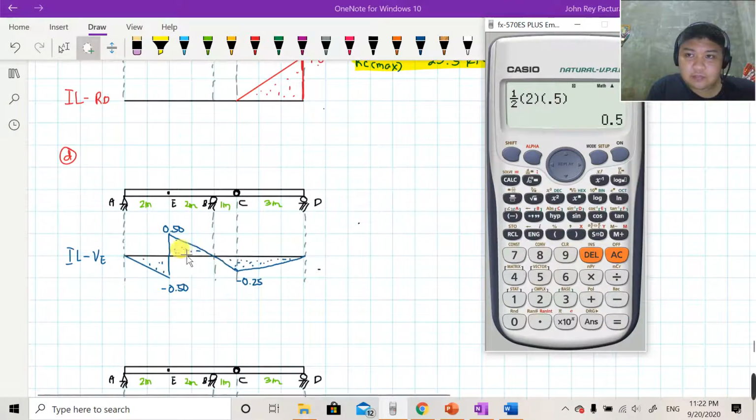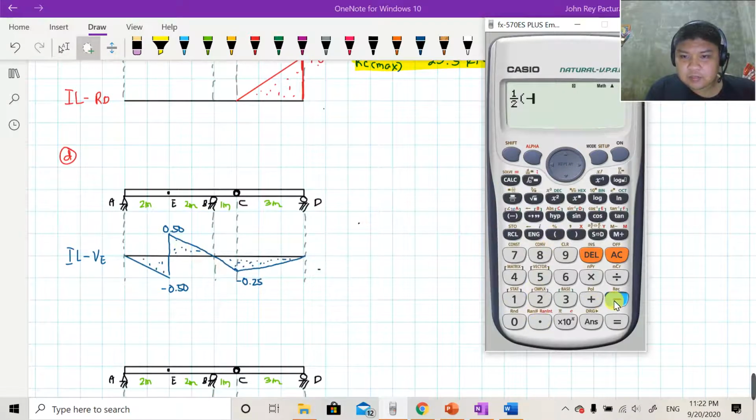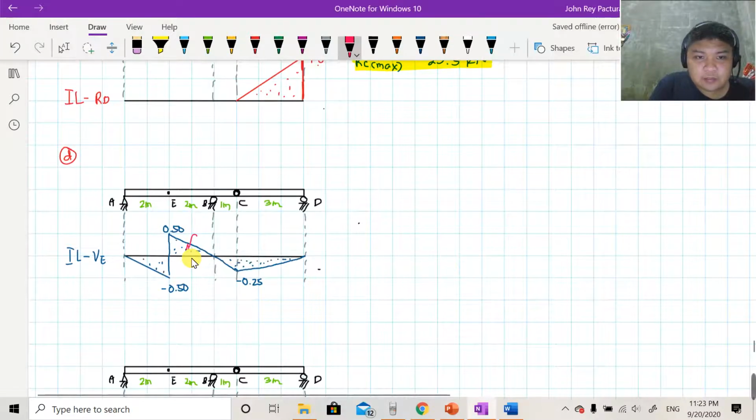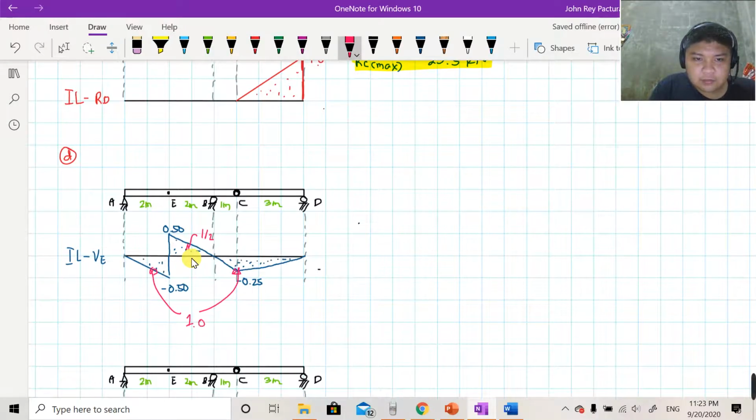So, this is 0.5. However, for the negative shear, 1/2 times negative 0.5 times 2, pero may i-consider pa ako sa kabila, class, na 1/2 ng negative 0.25 times 4. Itong pangalawa, I am referring to this one from B to D. So, ang sagot is negative 1. Iulitin ko, the area of this one is 1/2, but the area of these two, pag kinombine mo, ay 1. Para malaman mo kung alin yung mas malakas na shear, positive o negative, is by area in the influence line.